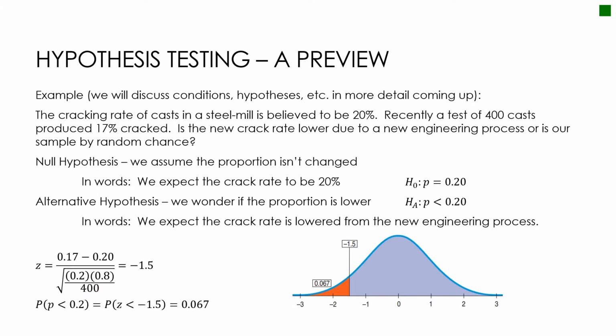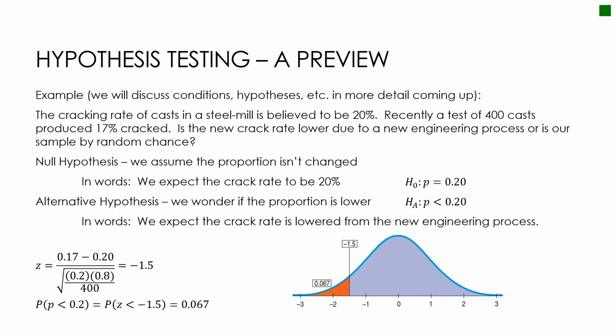So again, I want to give you a little bit of a preview as to what we can expect with hypothesis testing. There are quite a few different steps that we're going to go through together, but for now, we're just going to look at the meat and potatoes of it. This example says the cracking rate of casts in a steel mill is believed to be 20%. Recently, a test of 400 casts produced 17% cracked. Is the new crack rate lower due to a new engineering process, or is our sample by random chance?